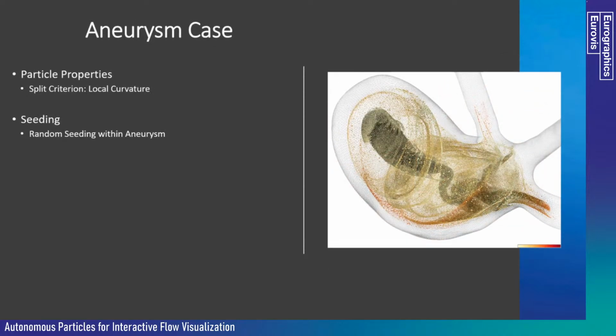Lastly, for the aneurysm case, a different importance criterion is used. Here, the curvature as part of the particle's history is utilized. Note how the particles reveal the complex vortex core automatically.